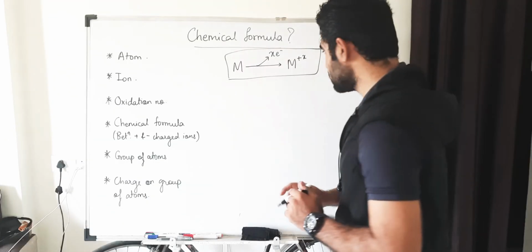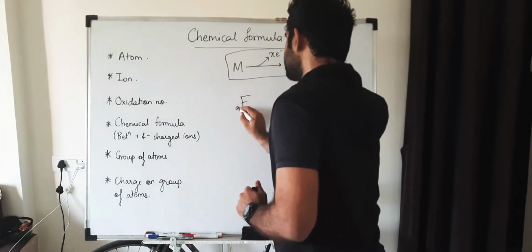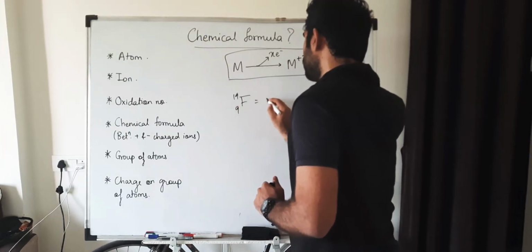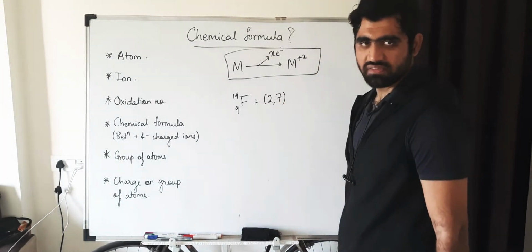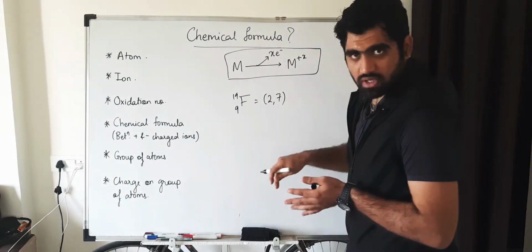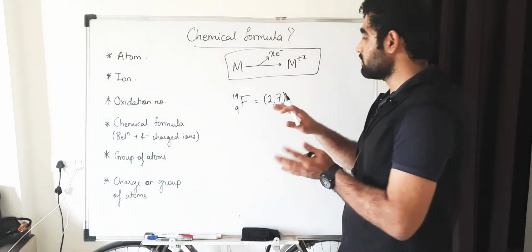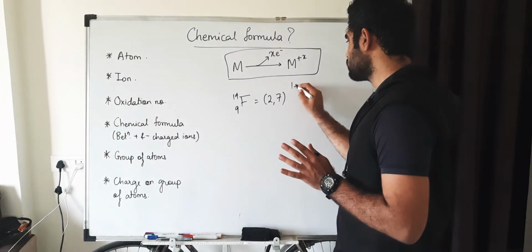Similarly, there are atoms which are electronegative, which accept electrons to gain stability. For example, I can consider fluorine. Fluorine is 9 and 19, so its configuration is 2, 7. The outermost shell has 7 electrons. It means for completing the octet, it will either take 1 electron, or for completing a duplet, it will give 7 electrons. Giving 7 electrons is very difficult, therefore it takes 1 electron.